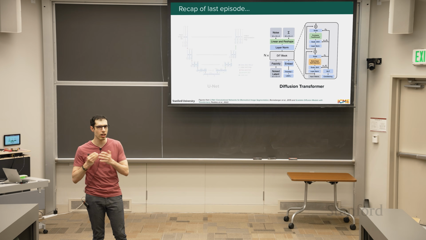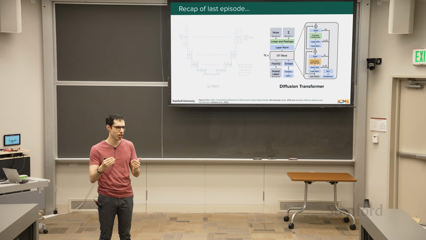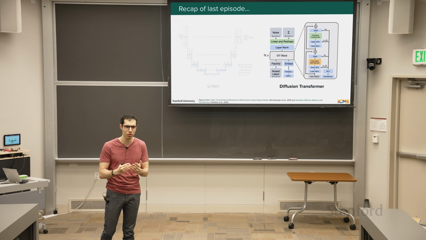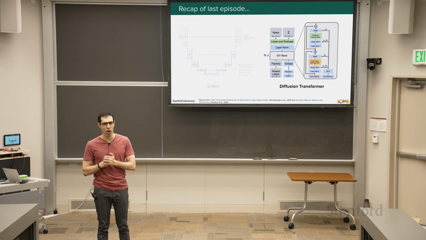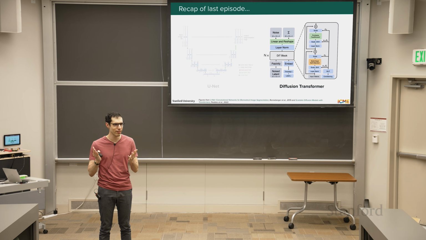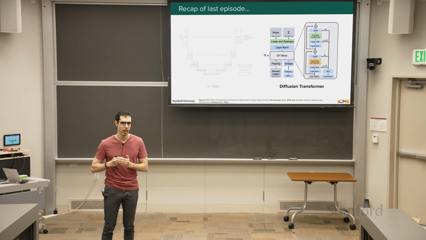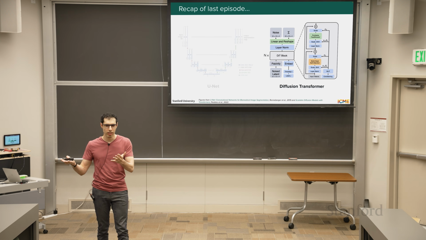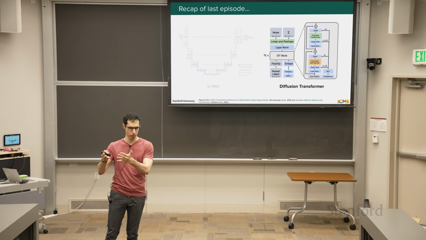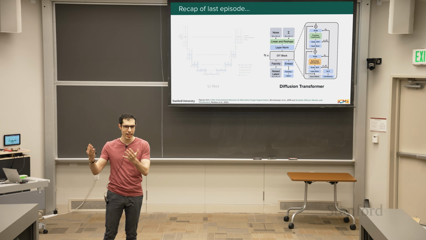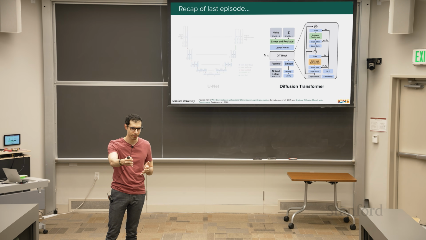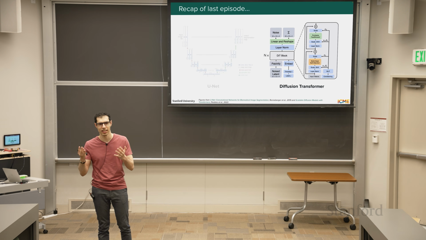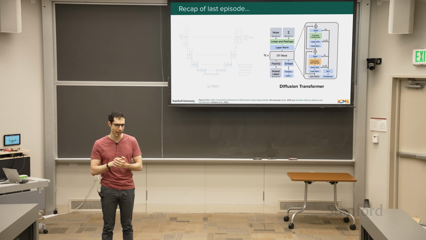And we also saw a way to inject conditions into the architecture. So we spent some time on the adaptive layer normalization, which was taking the condition and the time step as inputs that were modulating the token embeddings via these gate, shift, and scale factors.